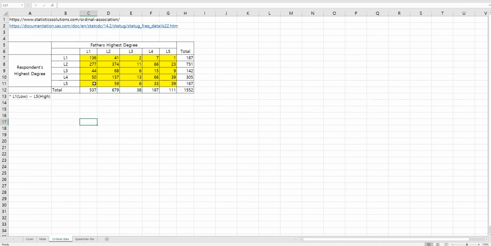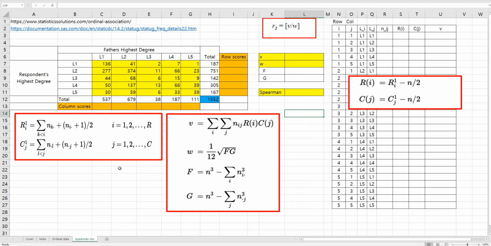Let me use this 5 by 5 contingency table to measure Spearman correlation. I have captured critical parts to calculate the Spearman correlation. Firstly, let me show you how to calculate row scores and column scores by using this formula. The most important thing to understand this formula is this subscript: K is smaller than I and L is smaller than J, to calculate rank scores for row and column.